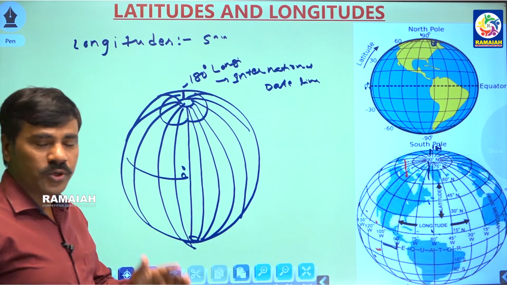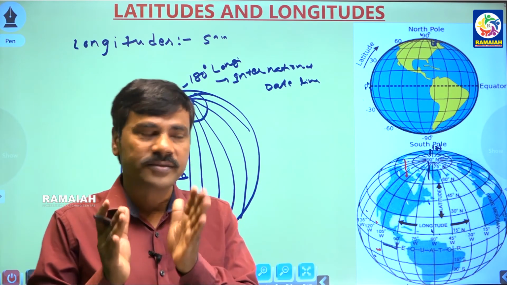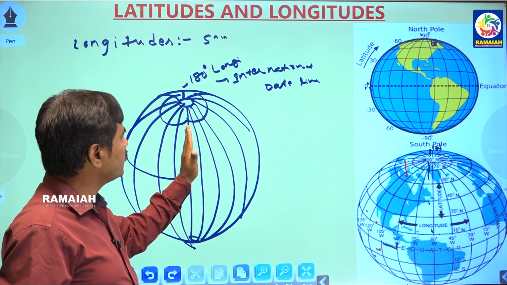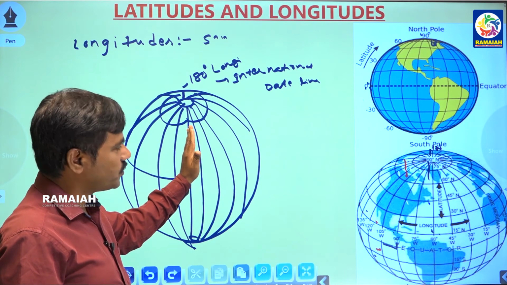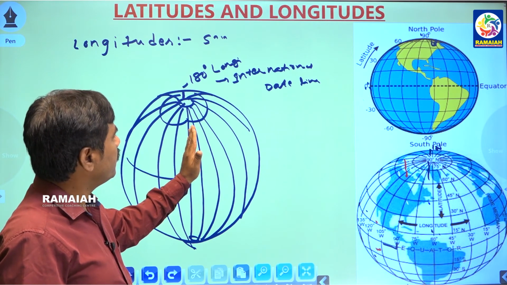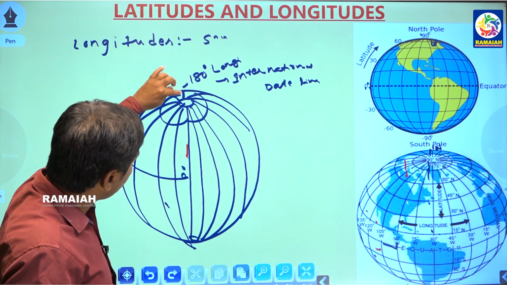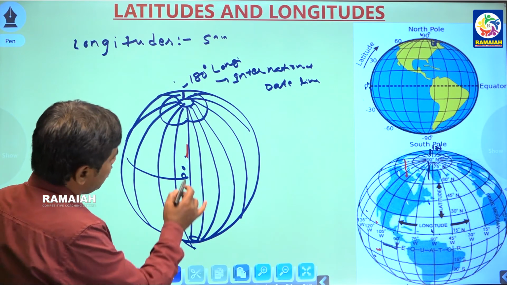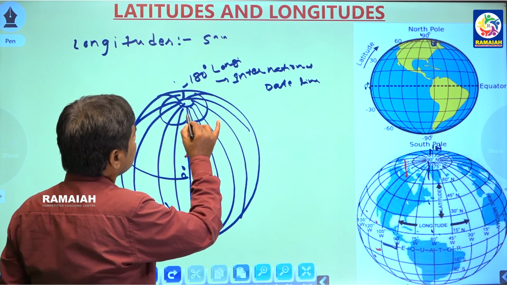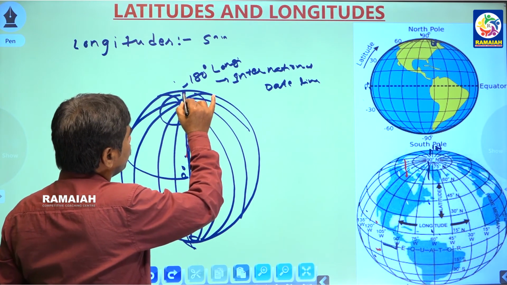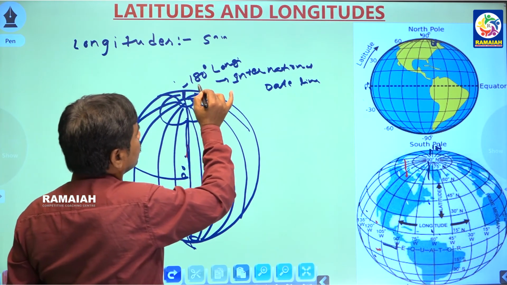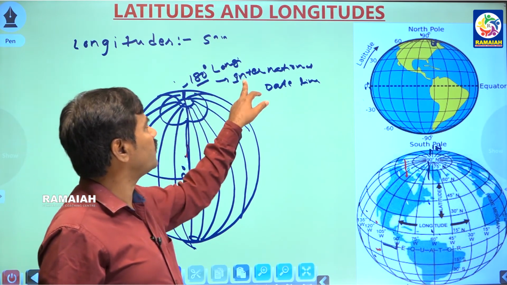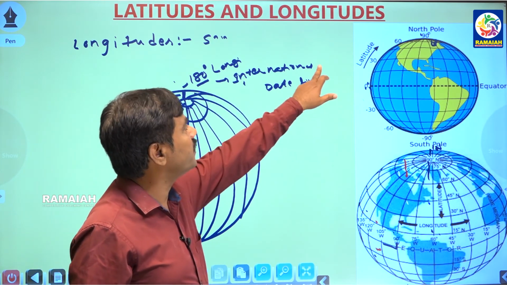So there are two important longitudes on the earth's surface. One is the 0 degree longitude, which is called the Greenwich line, and one more important longitude is exactly on the back side. This is the Greenwich line, and exactly on the back side of this line is the 180 degree longitude.